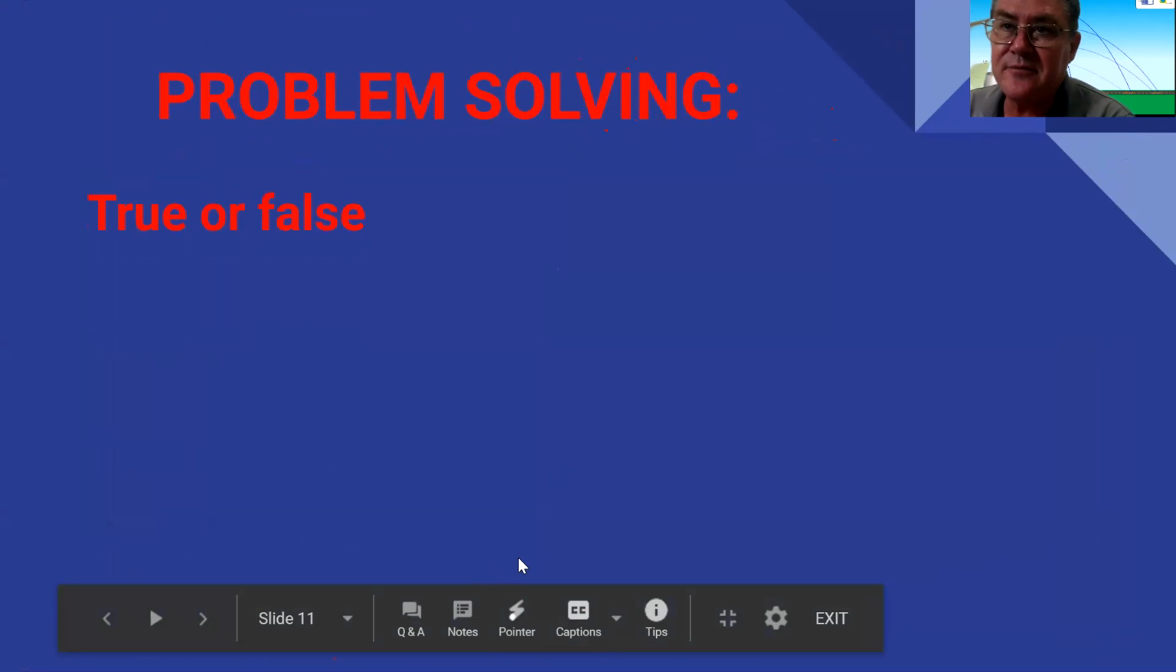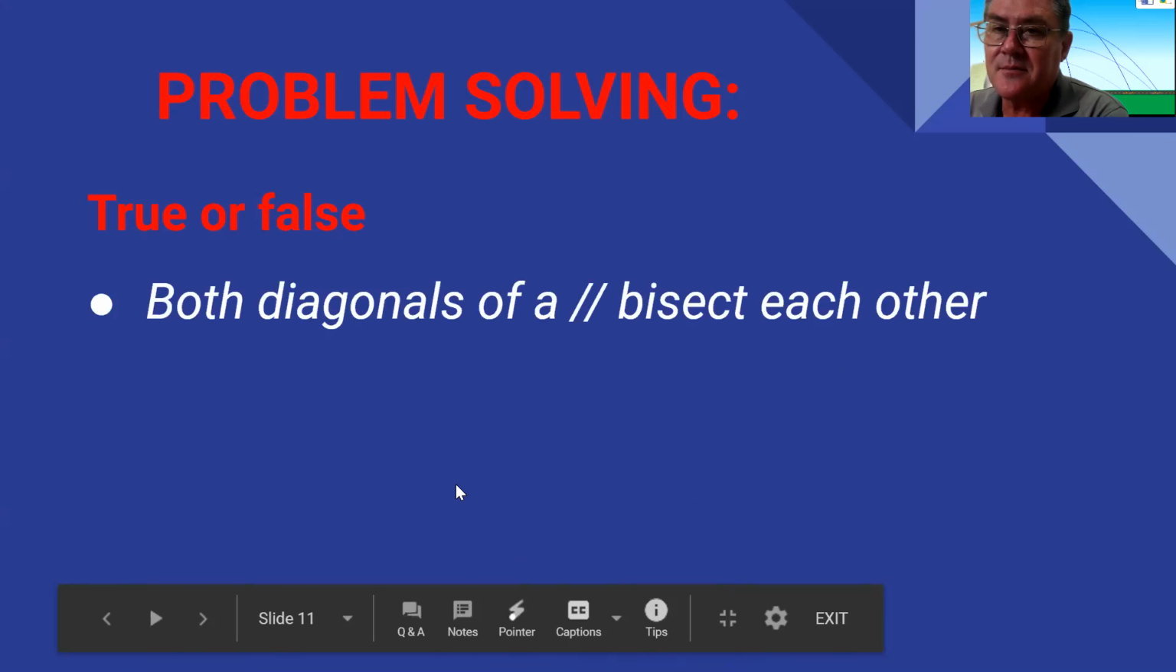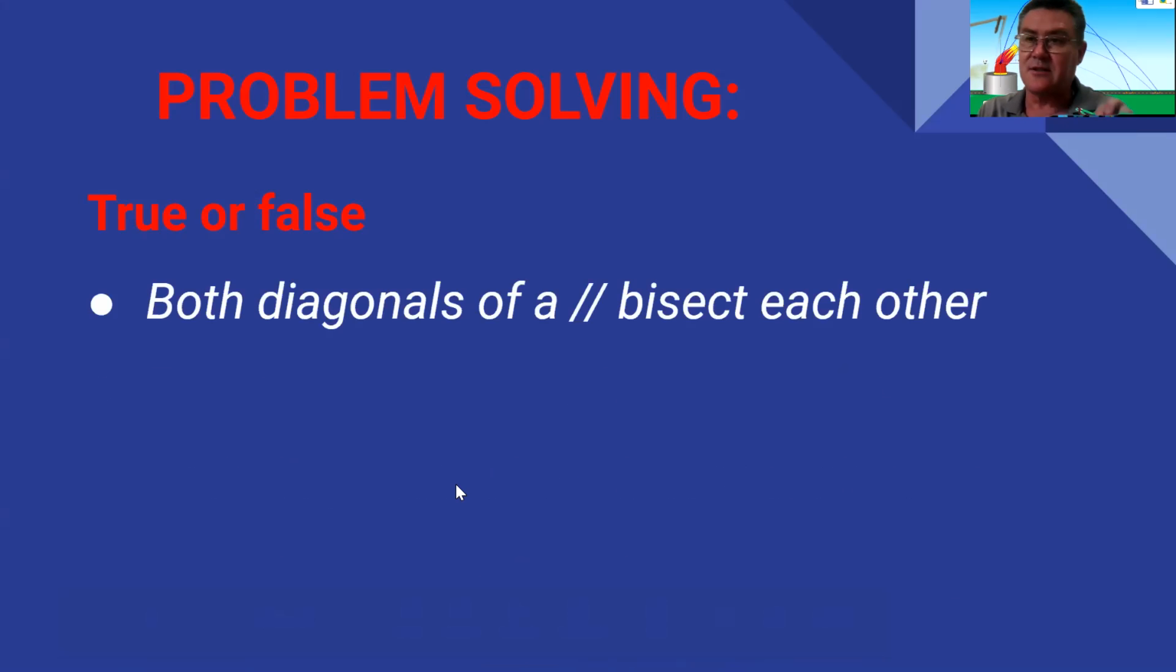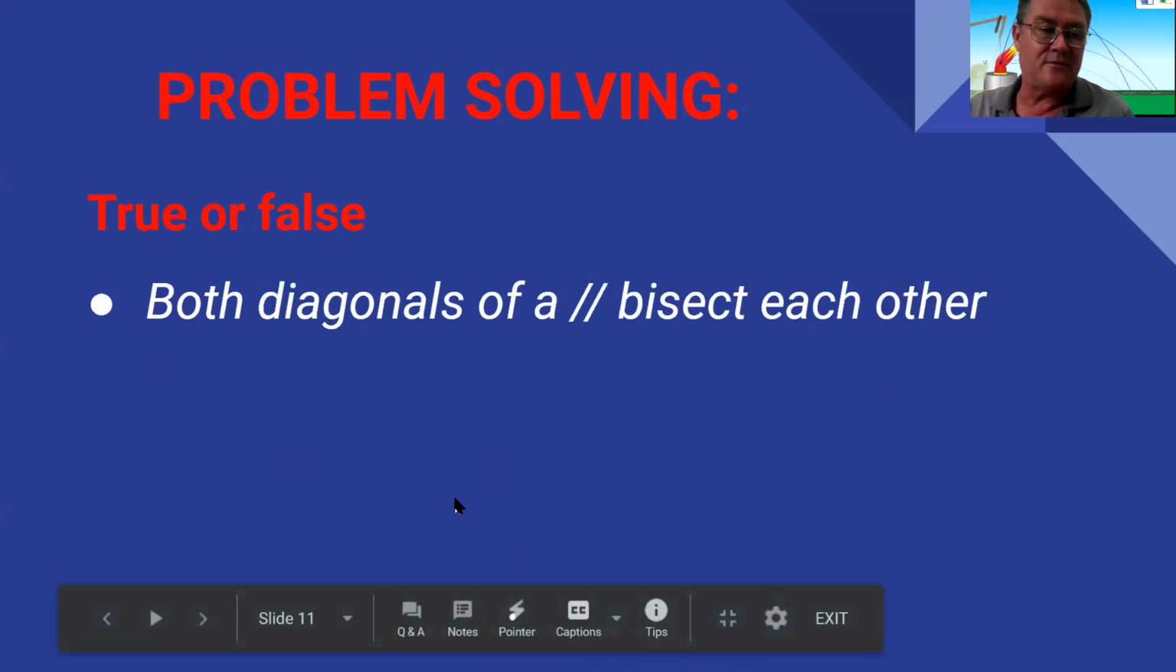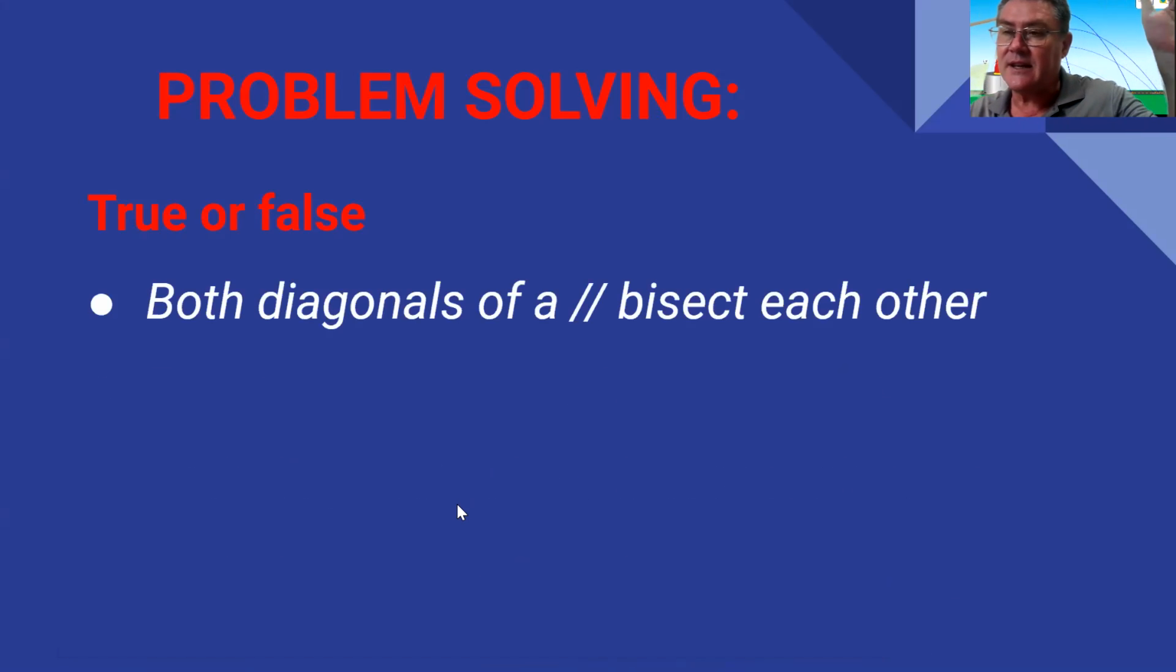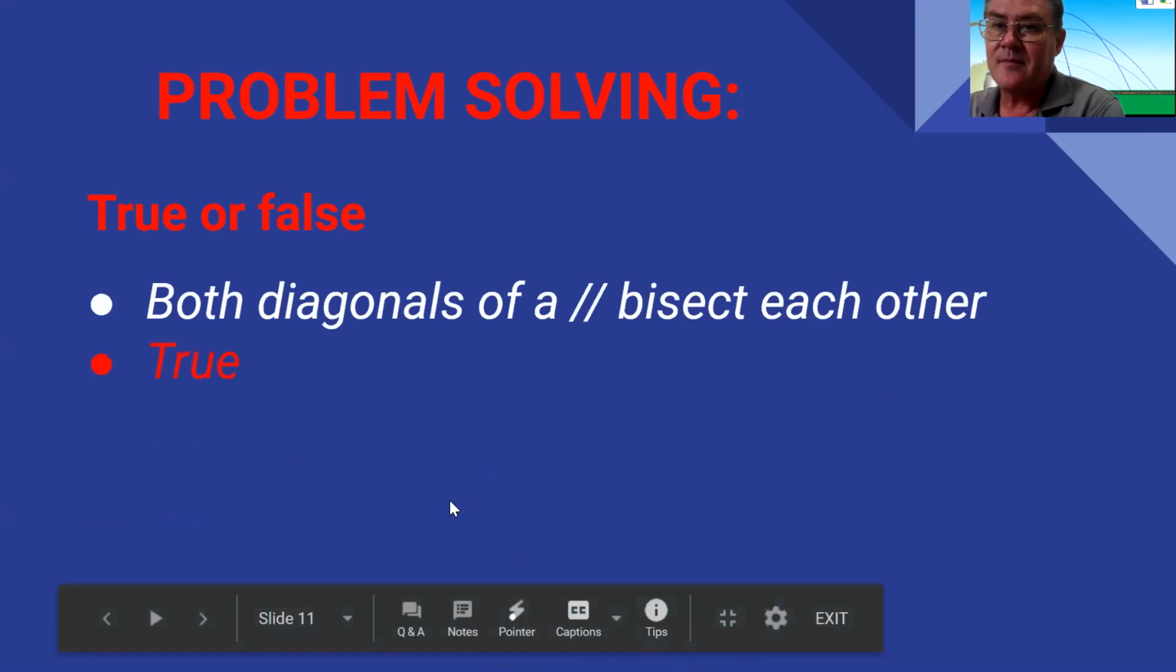True or false? This is quite easy. It's not too tricky. I'm sure you can get it right. First question. Both diagonals of a parallelogram bisect, cut each other in half. True or false? Yes or no? Hands up. Who says yes? Okay, excellent. Yes, true. Good job. You're correct. Next one.